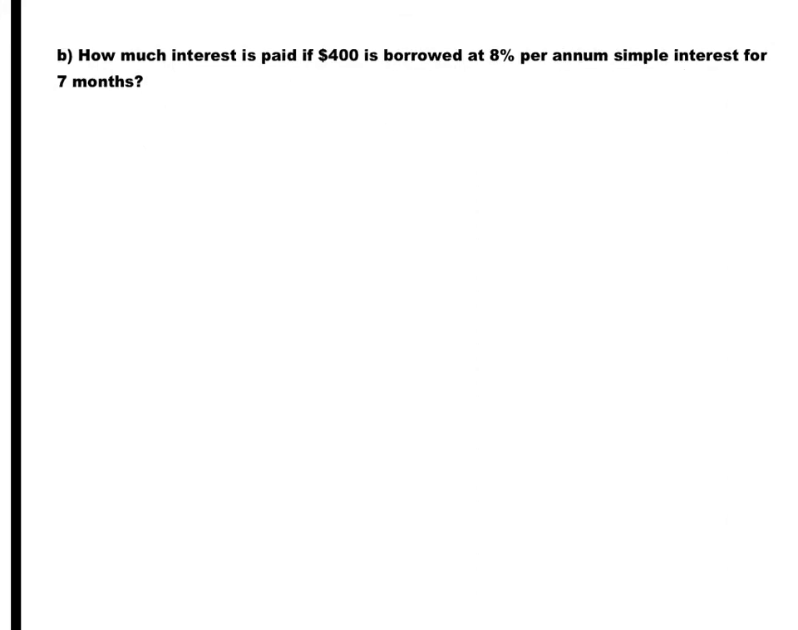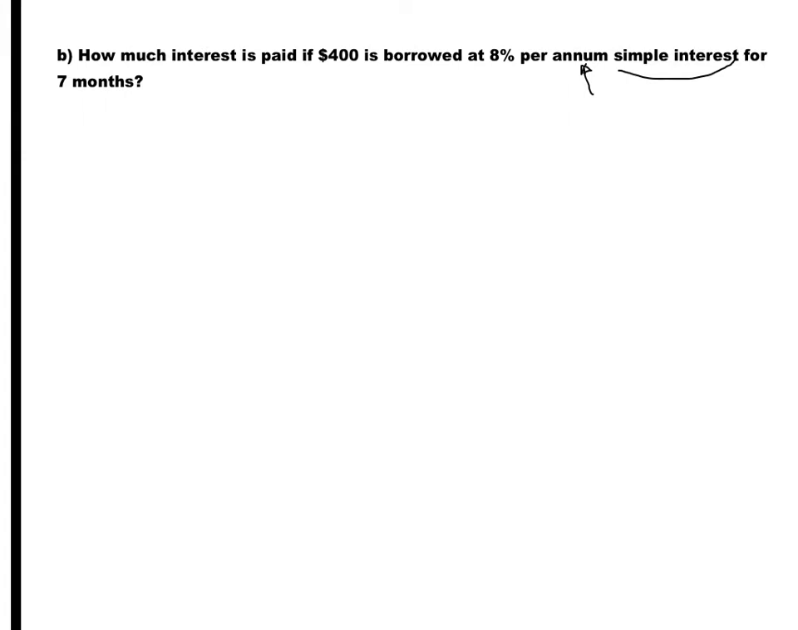The next example says: how much interest is paid if $400 is borrowed at 8% per annum simple interest for 7 months? Now, annum here means every year. So we know that the interest rate is 8% per year. And it's simple interest because of the phrase here, for 7 months.